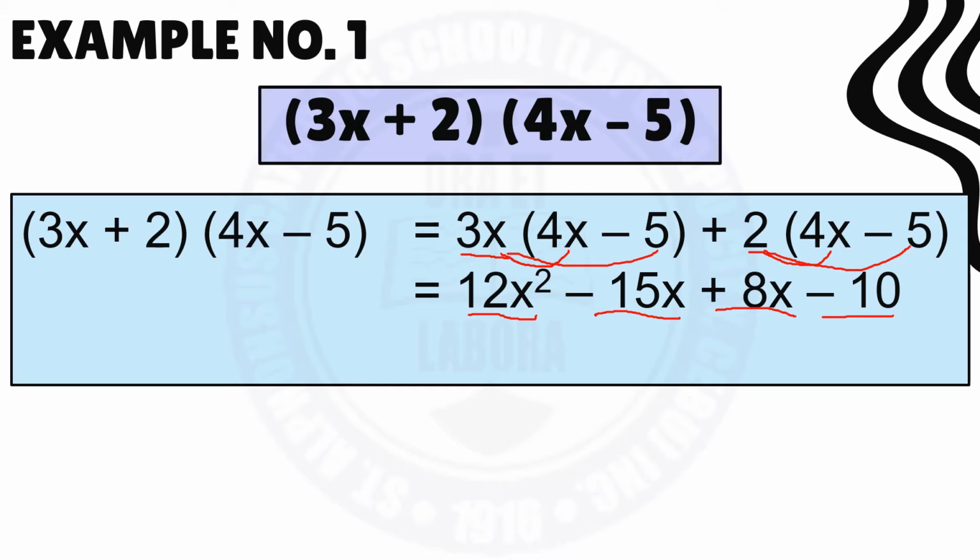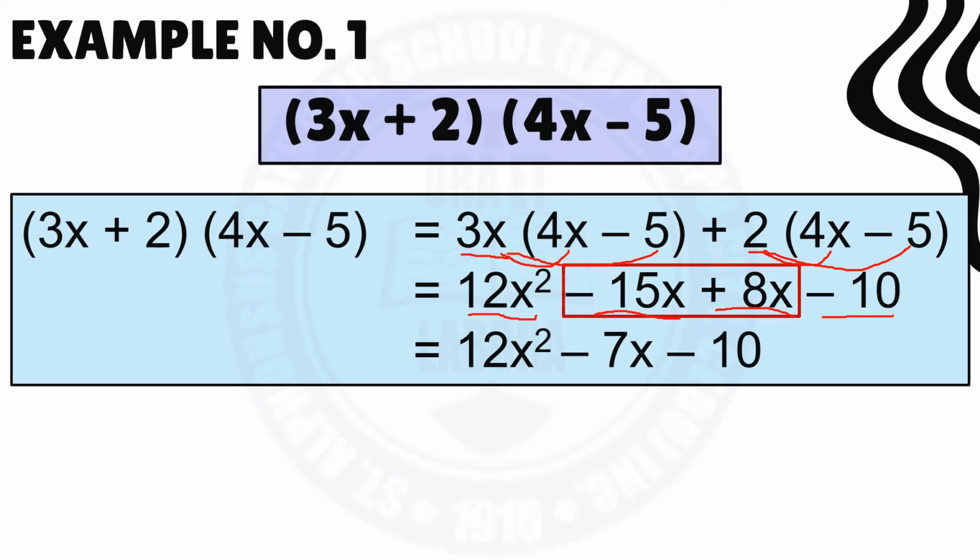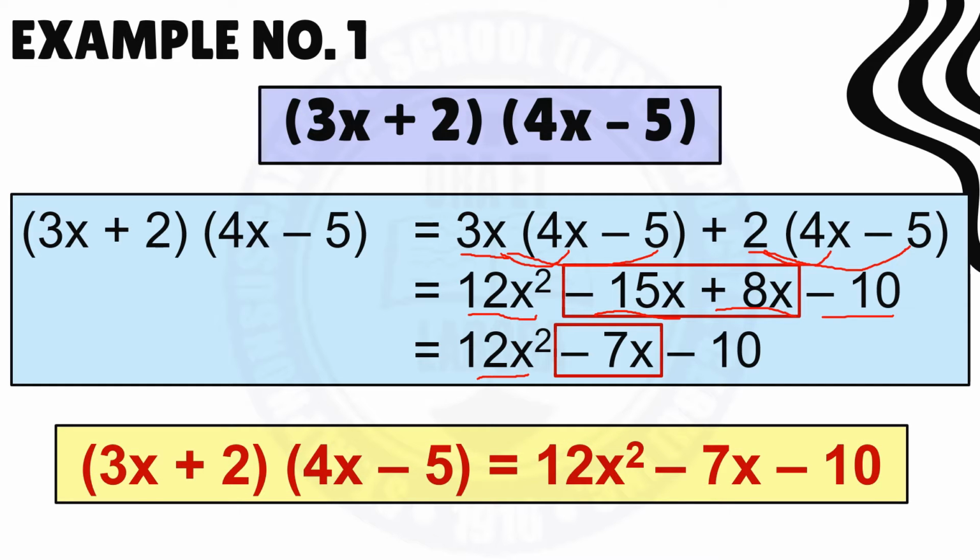And then you look for similar or like terms. So you have negative 15x plus 8x. Since 12x squared doesn't have any similar terms, therefore copy. And then you combine negative 15x and 8x, therefore it gives you negative 7x. Then for negative 10, it doesn't have any similar term, therefore you copy negative 10. Therefore, our final answer would be 12x squared minus 7x minus 10.